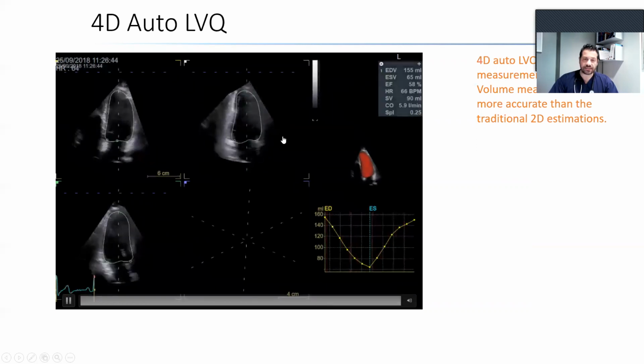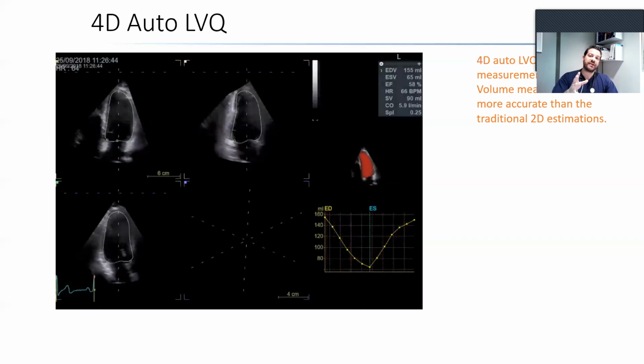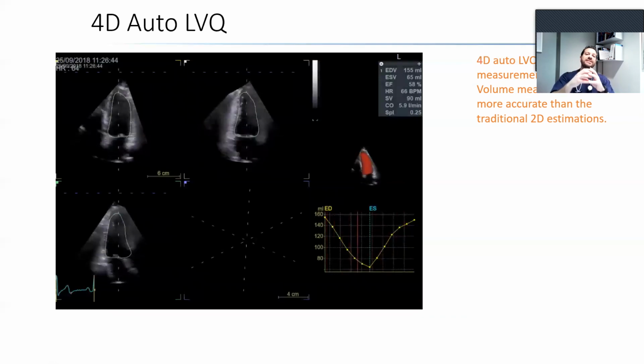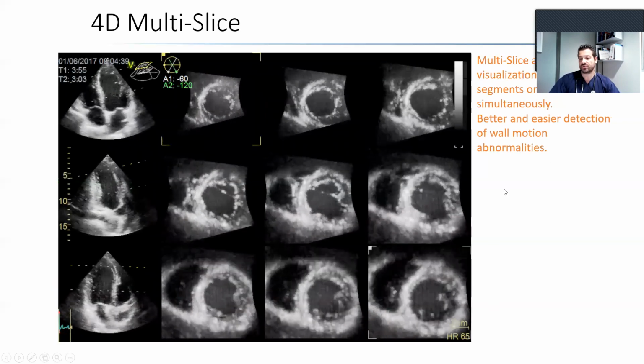This is a dedicated application where we can align our views, and we don't care if we have foreshortening of the apex of the left ventricle. So always remember, whatever vendor you use, either Philips, Siemens, or General Electric, when we want to measure the ejection fraction and the volume of the left ventricle, just include your left ventricle inside your views, and then you can align the images and avoid foreshortening and have a very accurate ejection fraction and volumes.